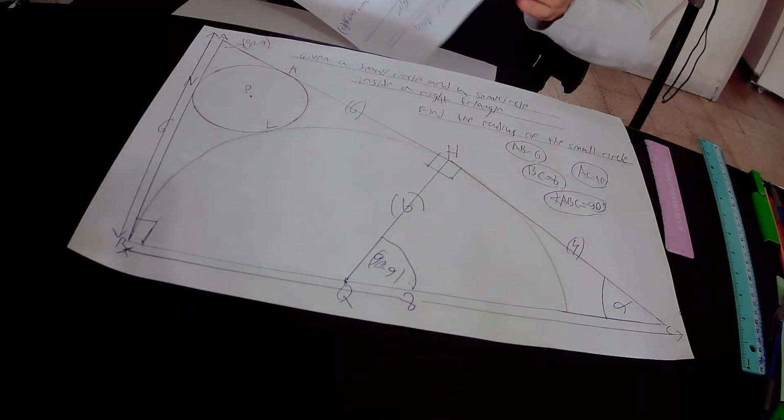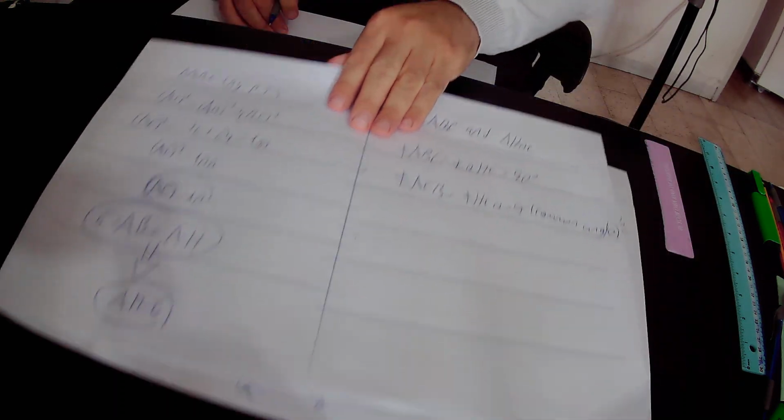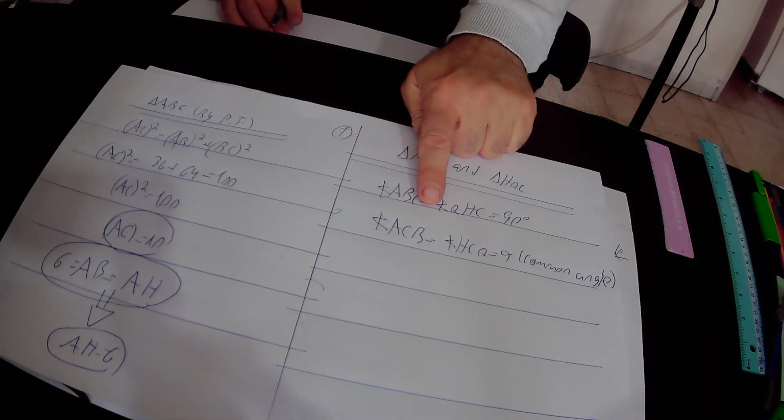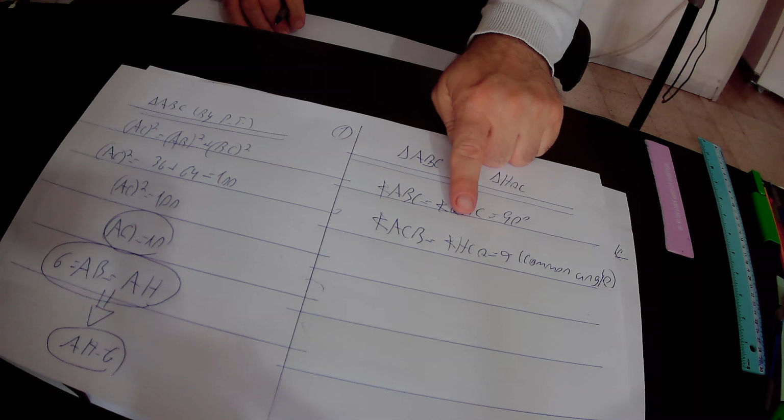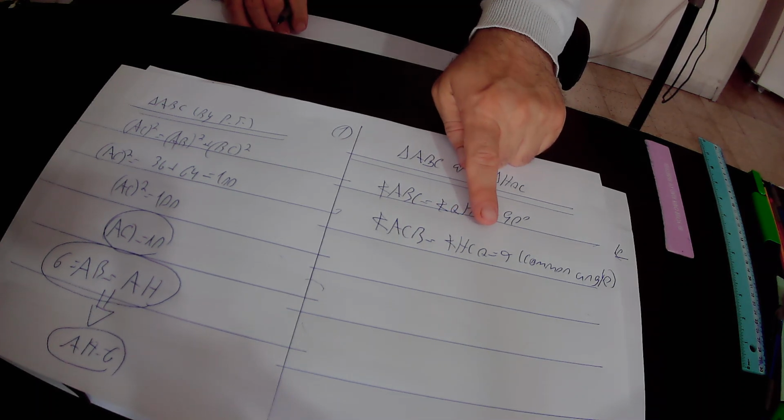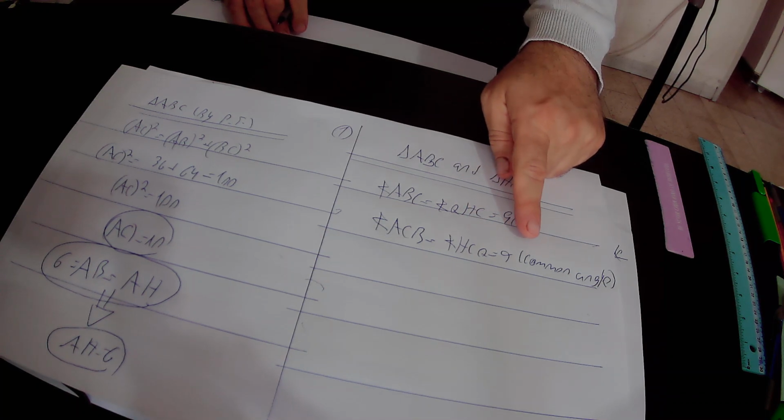Repeat again. This equation means that angle alpha equals itself. We just call angle alpha two different names. Angle alpha equals itself. It's a common angle that belongs to both triangles.